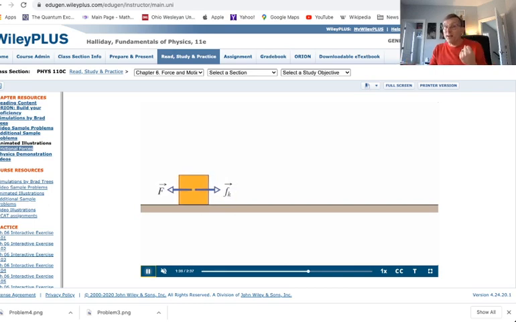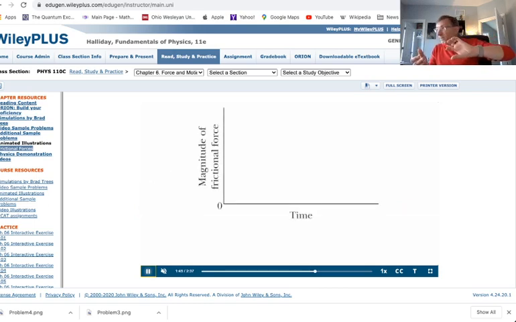There are basically two kinds. There's a static frictional force. That is what you use if the block and the tabletop aren't moving relative to each other. And a kinetic frictional force if there is slipping between them.